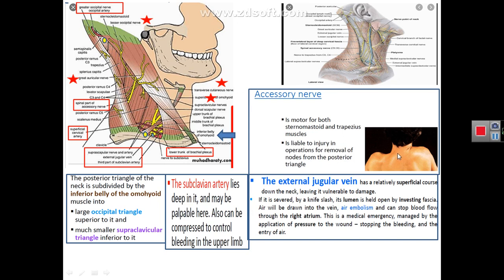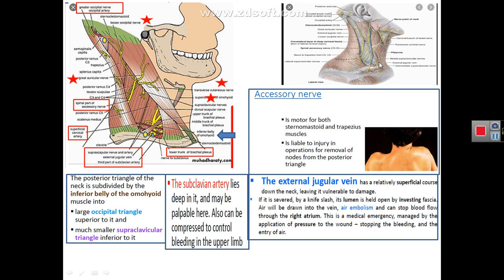So when you tell the patient to elevate his shoulders, which is called shrugging of the shoulder, he will be able to elevate only the normal side, because the paralyzed side, where the injury to the spinal accessory nerve is, shows paralysis, and therefore the patient will not be able to shrug his shoulder on the injured side.